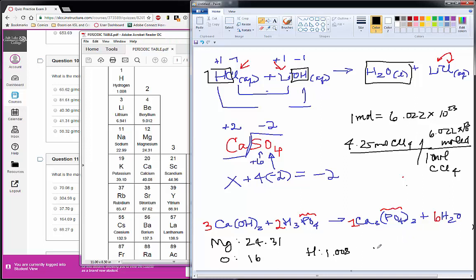And before I just add that up, I need to make sure I've got the right formula. This is very important. Magnesium is +2 because it's in group 2. And hydroxide is a polyatomic ion I memorized. It has a charge of -1. I memorized that too. So if I put that together, I'm going to need 2 hydroxides.